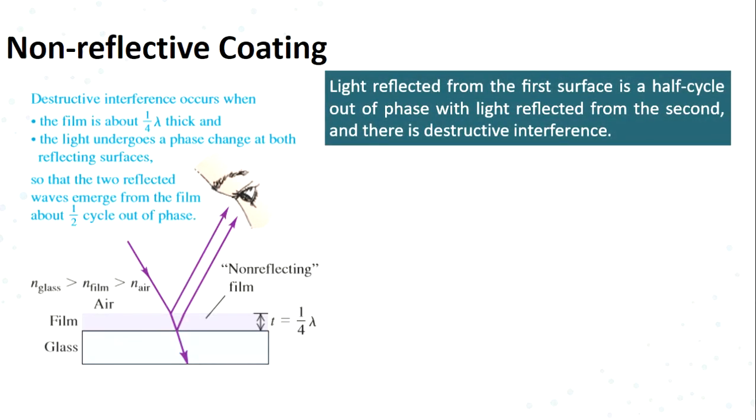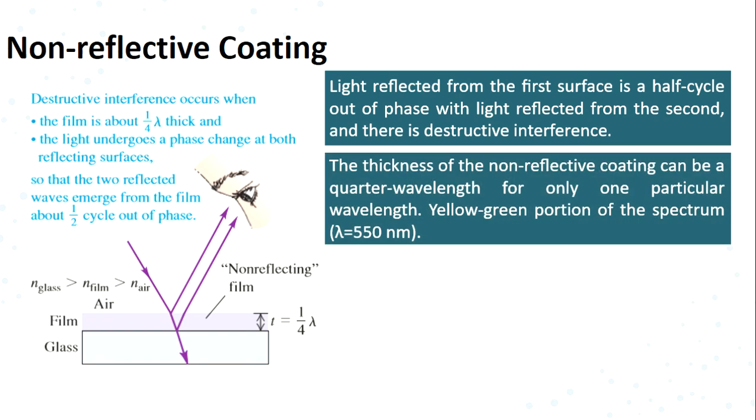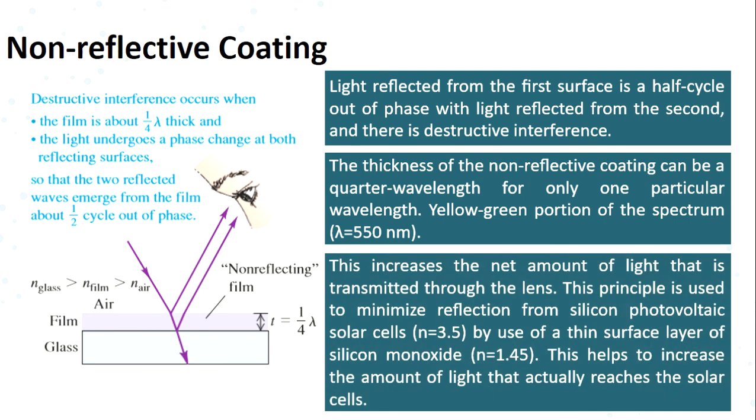Now let's go to non-reflective coatings. Light reflected from the first surface is a half cycle out of phase with light reflected from the second, and there is destructive interference. The thickness of the non-reflective coating can be a quarter wavelength for only one particular wavelength, so the yellow-green portion of the spectrum.